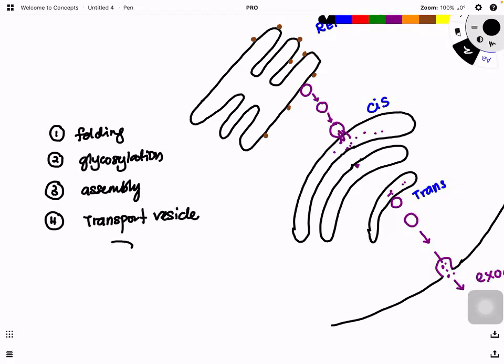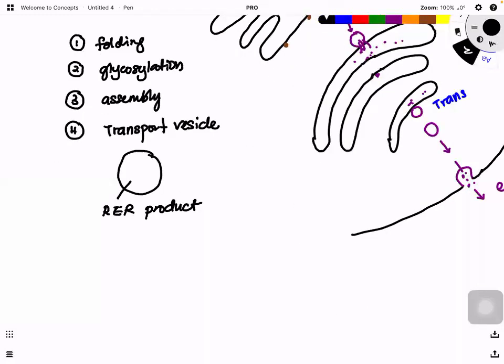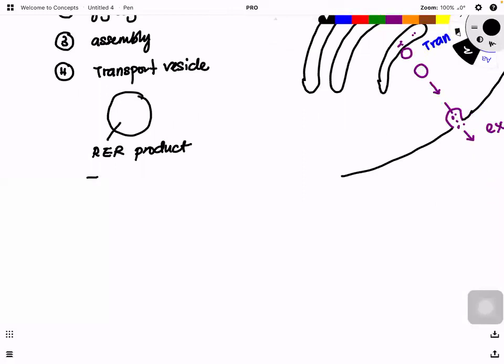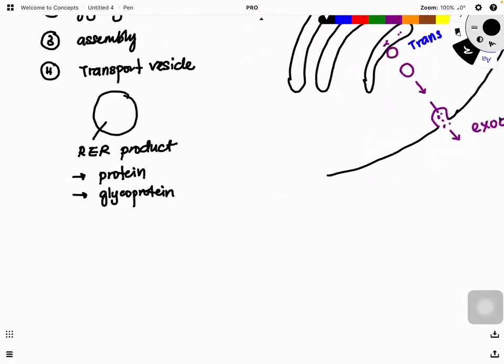So what is the content of this transport vesicle? The content inside this transport vesicle is termed the ER product, a product of the rough endoplasmic reticulum. So what are the possible ER products? It can be a complete protein. It can be a glycoprotein. So this ER product will be received by whom? Received by the Golgi apparatus.